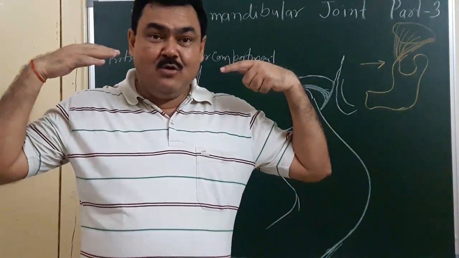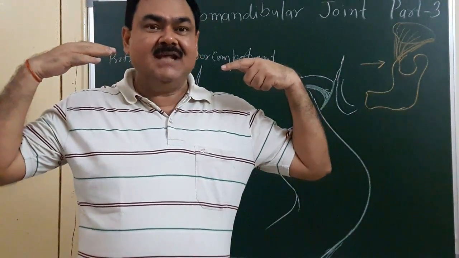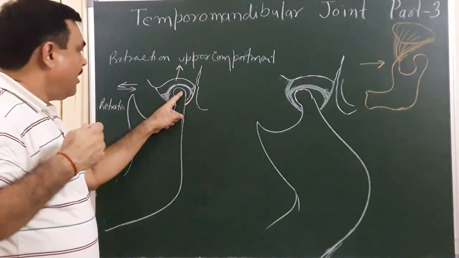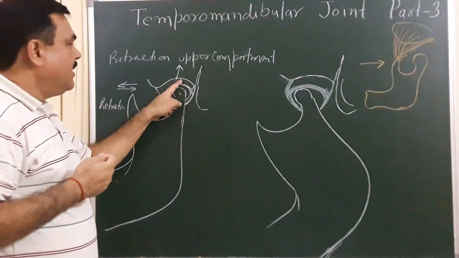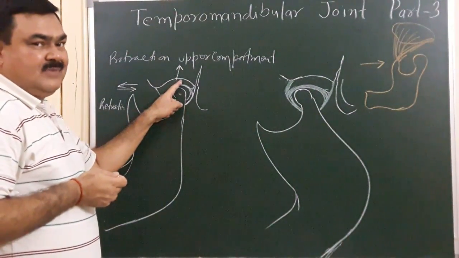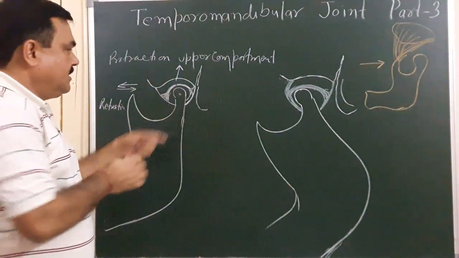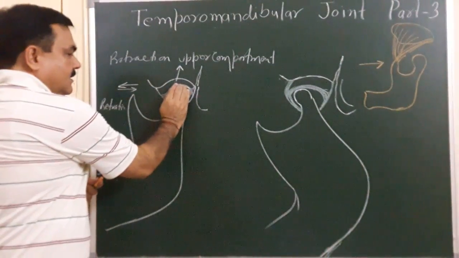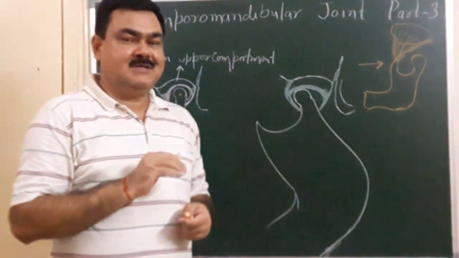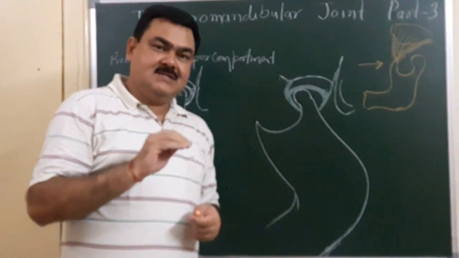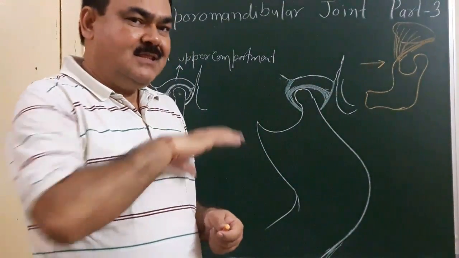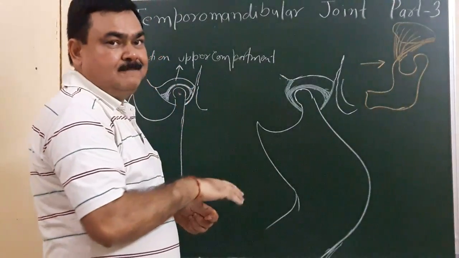In case of wide opening of the mouth, like this, the movement is further followed by the movement which occurs in the upper compartment, that is gliding movement. In wide opening, this whole part moves forward by the lateral pterygoid muscle. So the lateral pterygoid muscle is the only opener of the mouth, and all these three muscles are closers of the mouth.